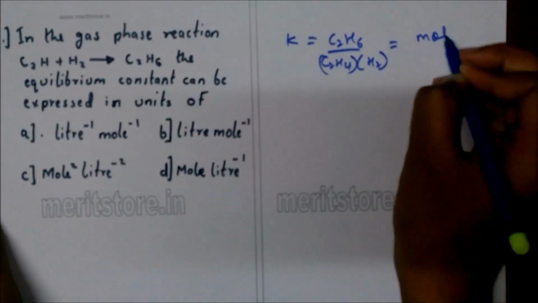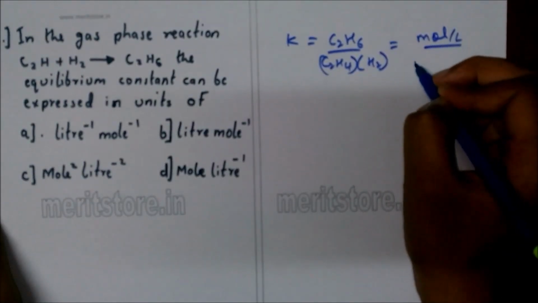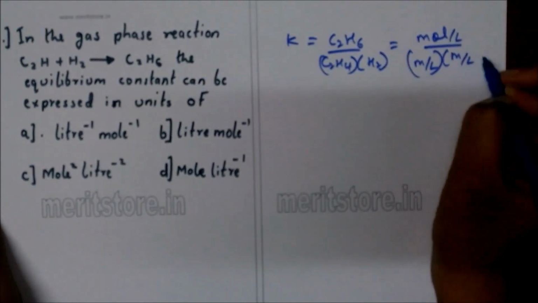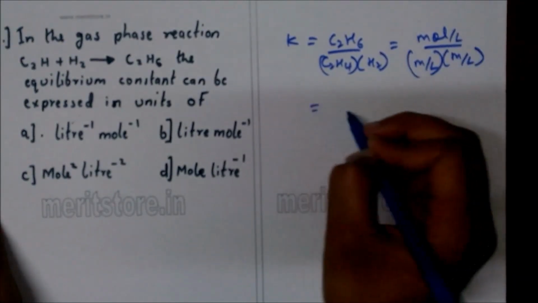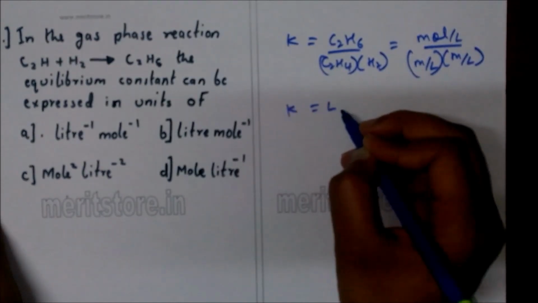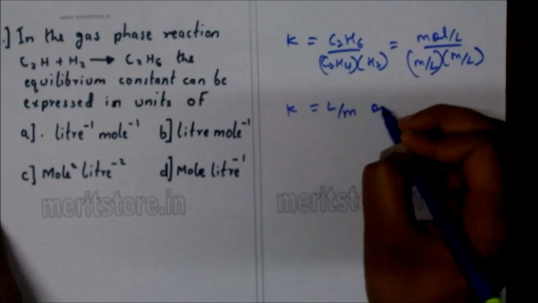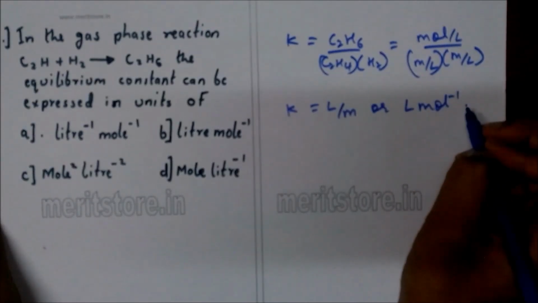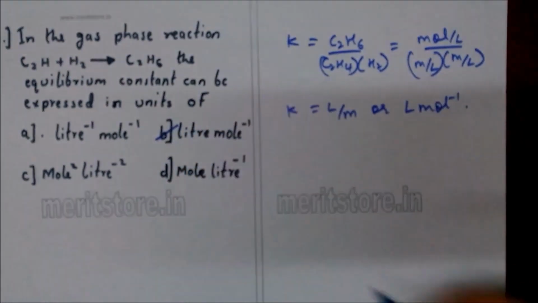Unit is mole per liter divided by mole per liter into mole per liter. So K will have units of liter per mole, or liter mole raised to minus 1. So option B is the correct option.